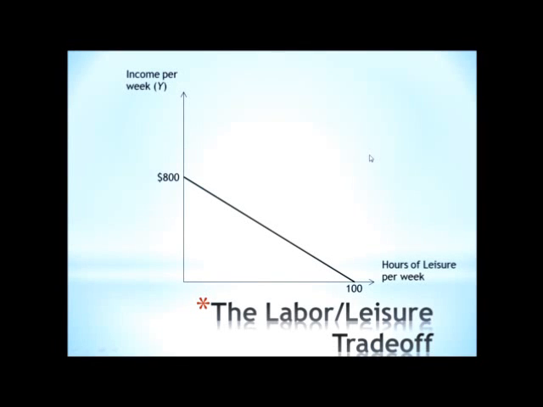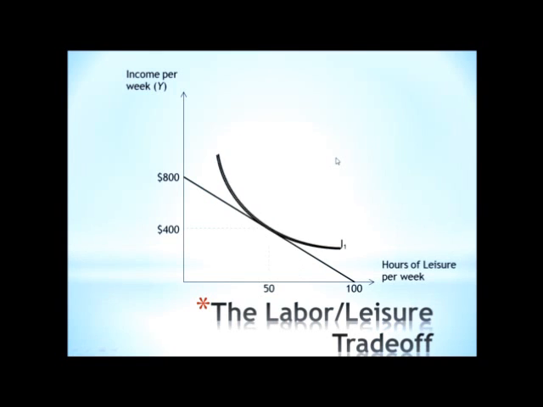So now let's put them together. We have this budget constraint here and this indifference curve. When you're looking to figure out the point that the worker is going to choose, you look at the point where an indifference curve is just tangent to the budget constraint, which happens right there. This represents a certain level of leisure and a certain level of income.